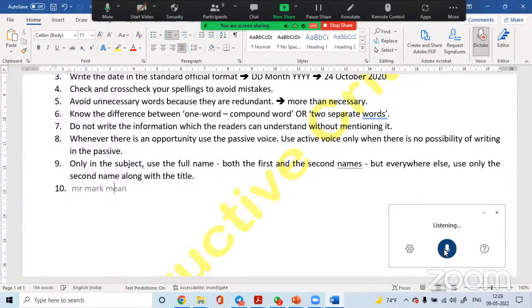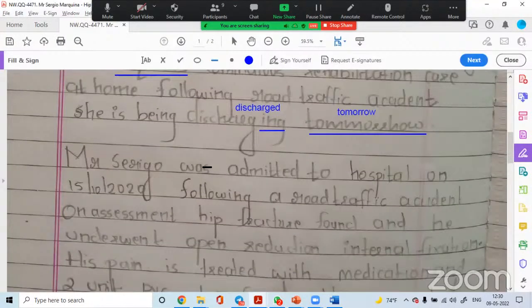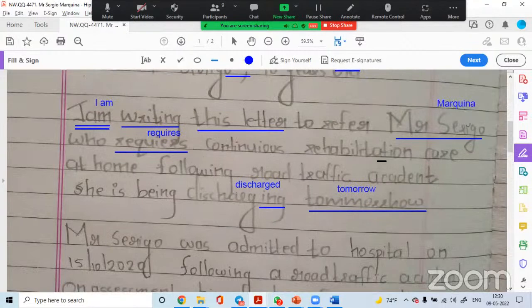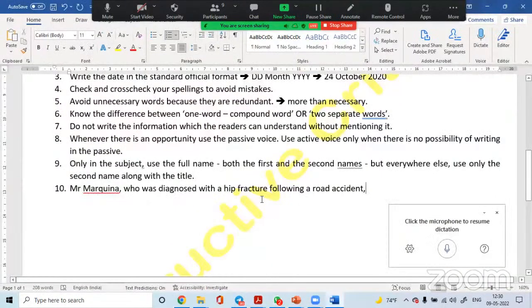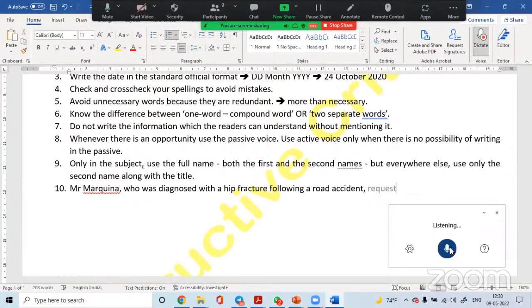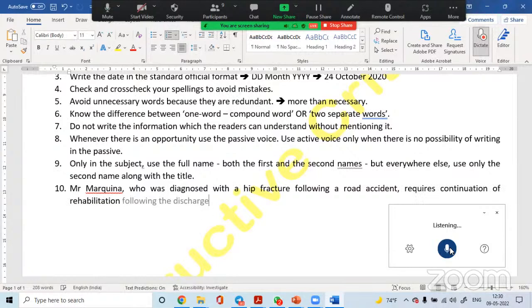Mr. Marquina, who was diagnosed with a hip fracture following a road accident, requires continuation of rehabilitation following the discharge tomorrow.